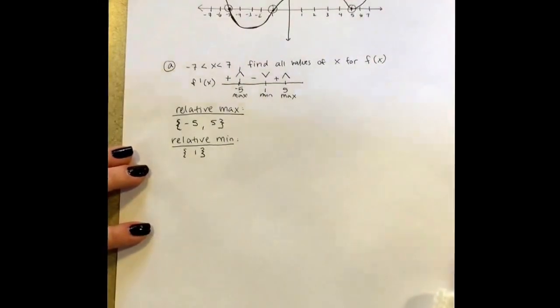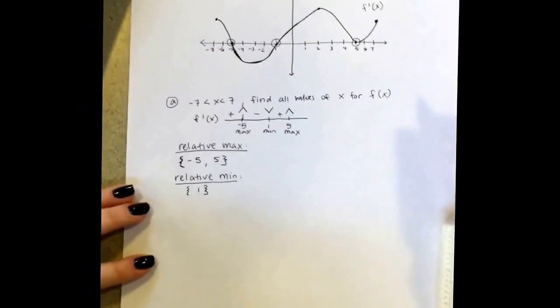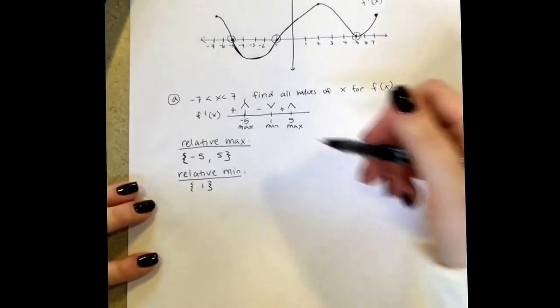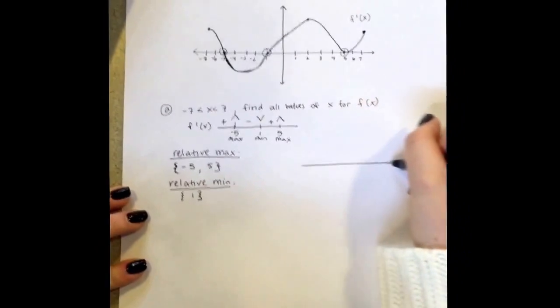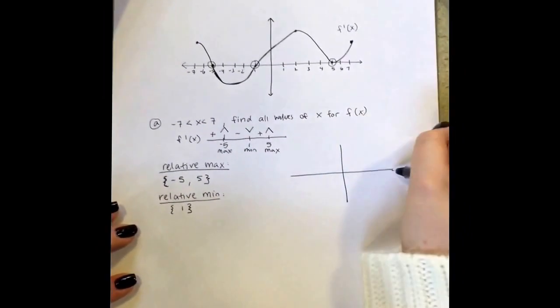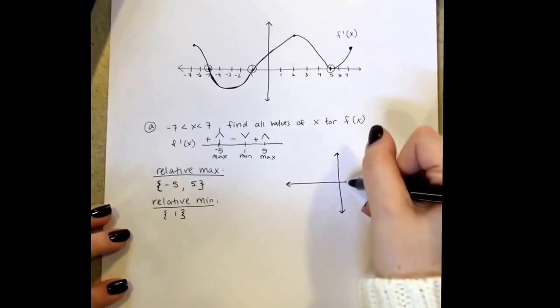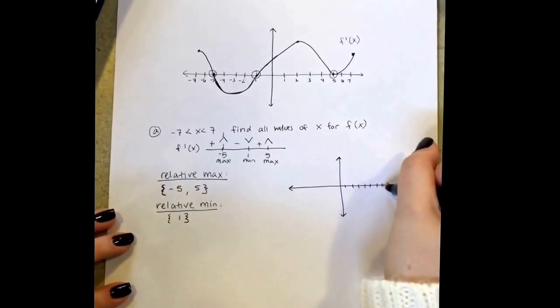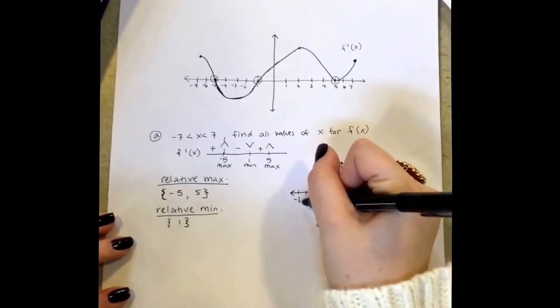Correct. So if you wanted to draw the f prime, not the f prime of x graph like this, but where it came from originally, the f of x graph, we can do that on the side over here. I'd like to see you try that. 1, 2, 3, 4, 5, 6, 7.